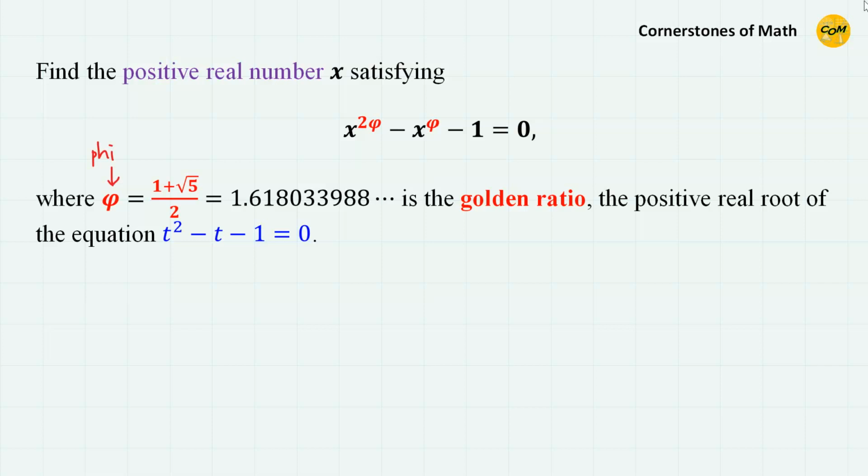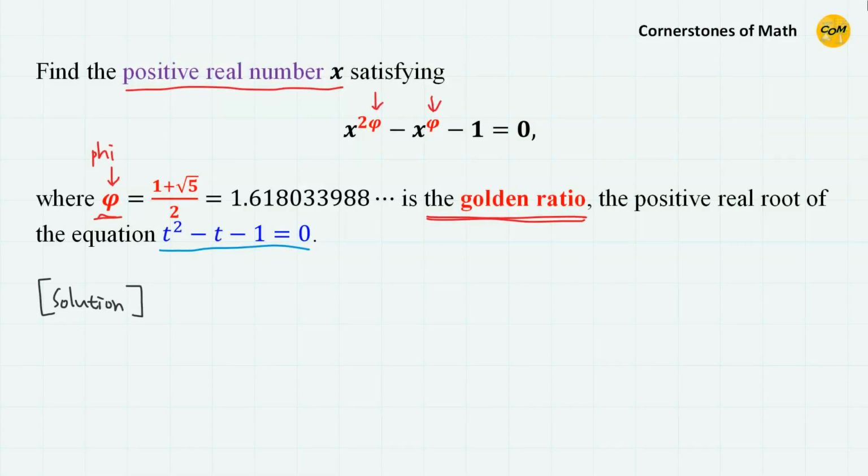Today we will solve the following problem. Find the positive real number x satisfying the equation x to the power of 2 phi minus x to the power of phi minus 1 equals 0, where this phi is the golden ratio, which has a value of (1 plus square root of 5) divided by 2, which is the positive real root of the quadratic equation t squared minus t minus 1 equals 0.